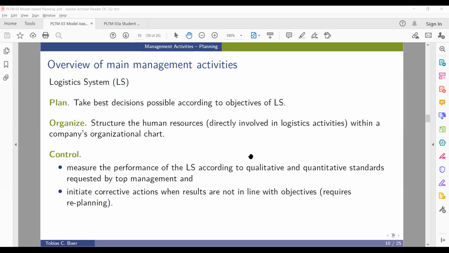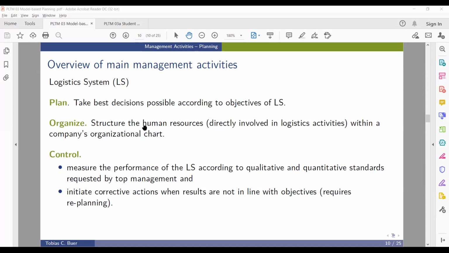Organizing, in short, means structuring the human resources. So who should do which task? And this is mainly related to the inside of a company. When we are talking about logistics, we might also try to organize the logistics network. So who are our suppliers? How can we work with our suppliers? What are our customers? What do our customers want? How can we work with the customers of our customers, etc.